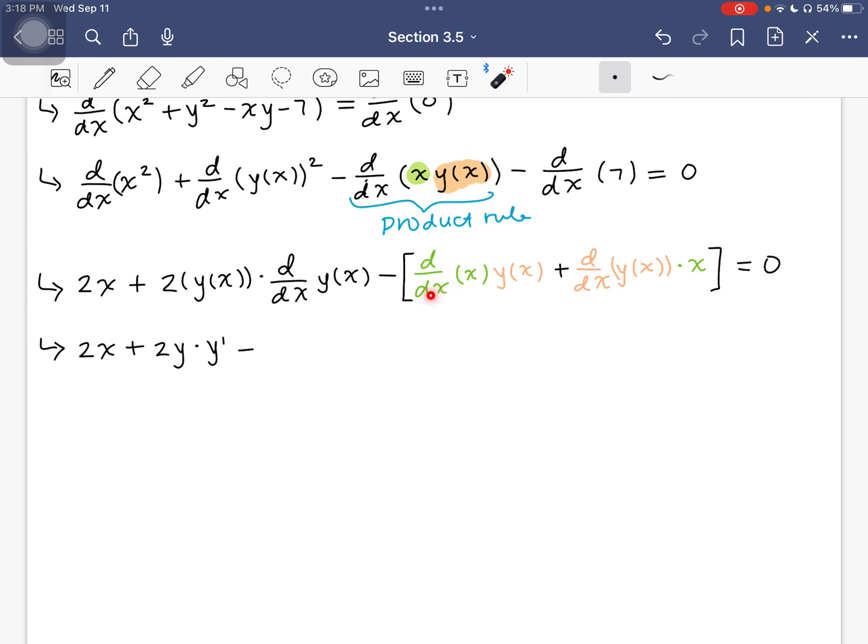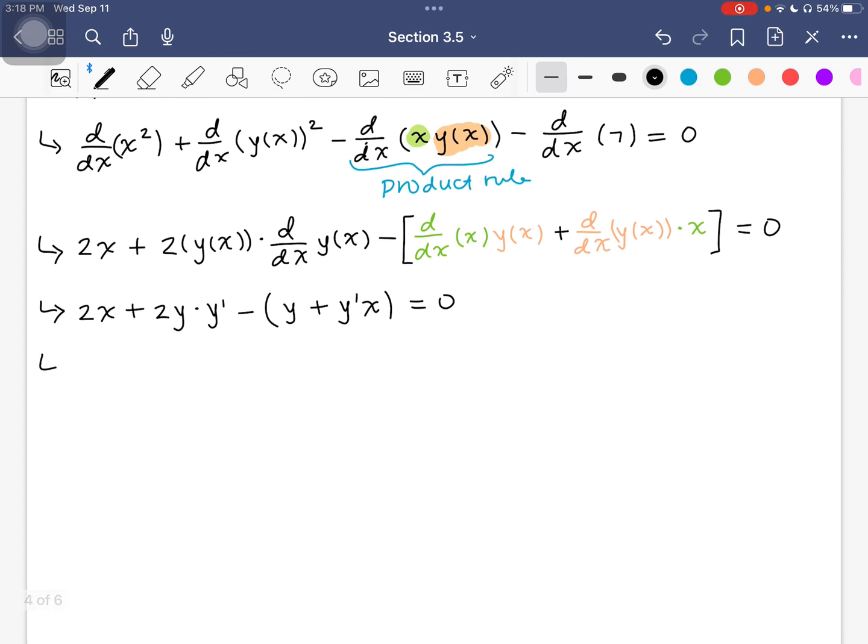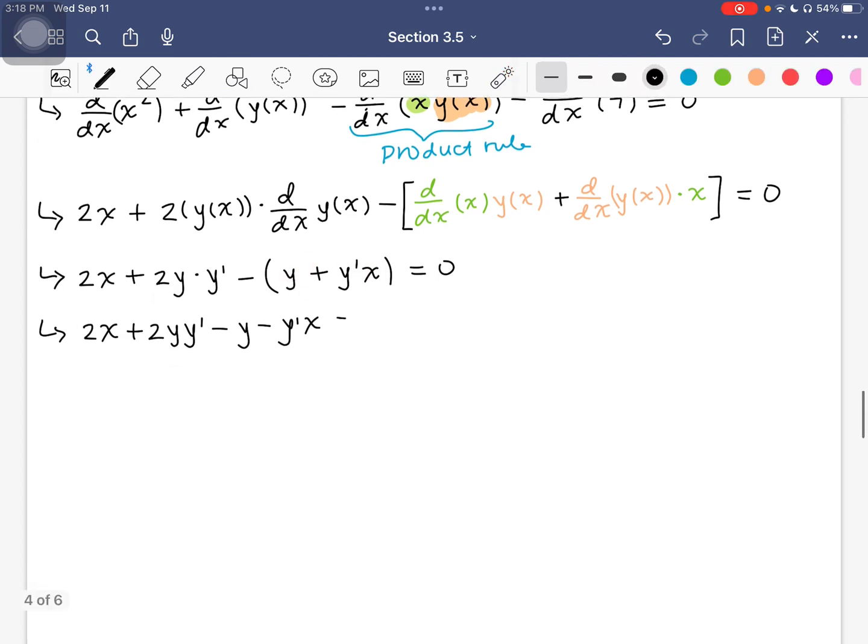So we know that the derivative of x with respect to x is just 1. So this term is just 1 times y of x. And I'll just write that as y for a simpler notation. And then we know that dy dx is just y prime. And then we're still multiplying that by x. And this is all equal to 0. All right, so not too bad. So then we get 2x plus 2y times y prime minus y prime of x. So just distributing this negative to both terms in here, and this is all equal to 0.